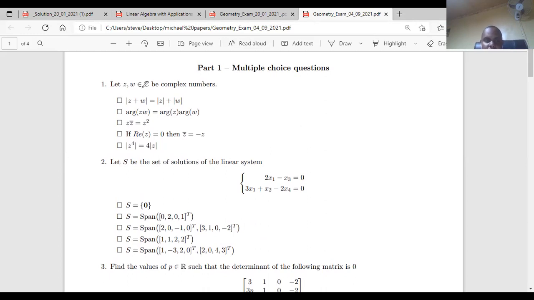Okay. So we have Z and W. These are complex numbers. So the modulus of Z plus W is equal to the modulus of Z plus the modulus of W. Let's use an example to check whether this will always be right.